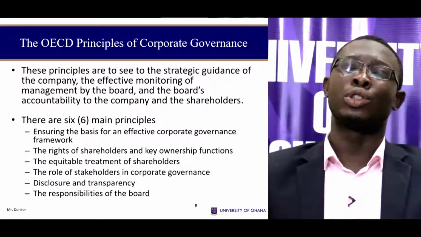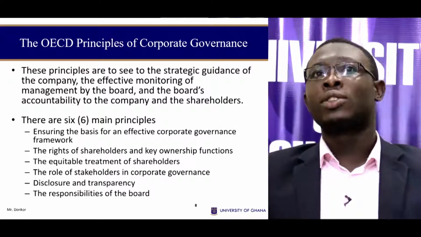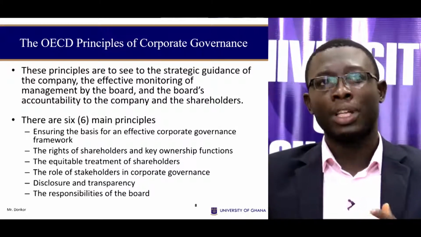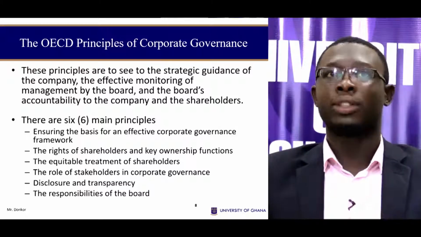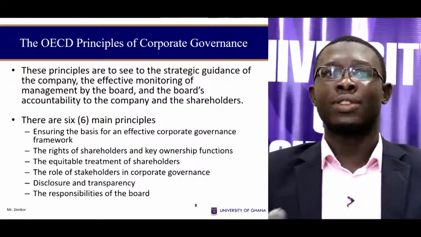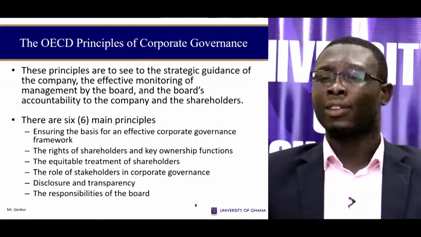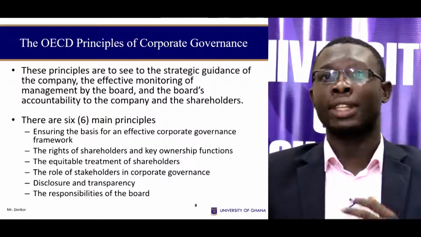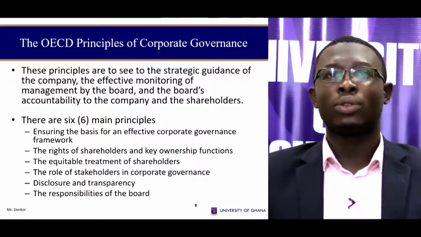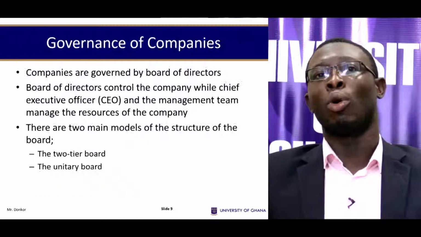Now let's turn our attention to the OECD principles of corporate governance. These principles are to see to the strategic guidance of the company, the effective monitoring of management by the board, and the board's accountability to the company and the shareholders. The OECD principles have 6 main principles of interest: ensuring the basis for an effective corporate governance framework, the rights of shareholders and key ownership functions, the equitable treatment of shareholders, the role of stakeholders in corporate governance, disclosure and transparency, and the responsibilities of the board.